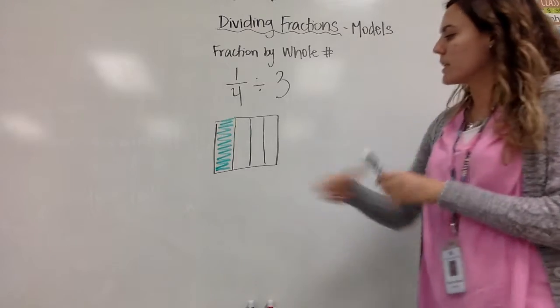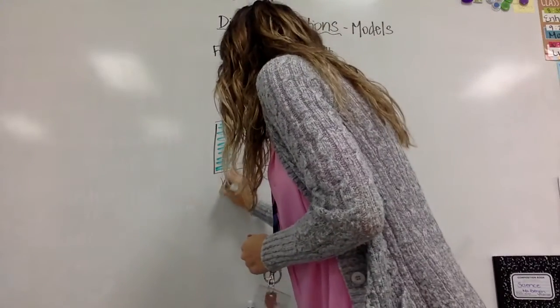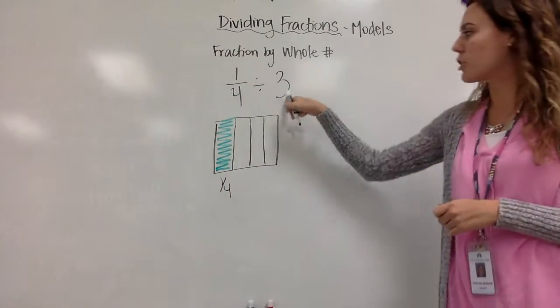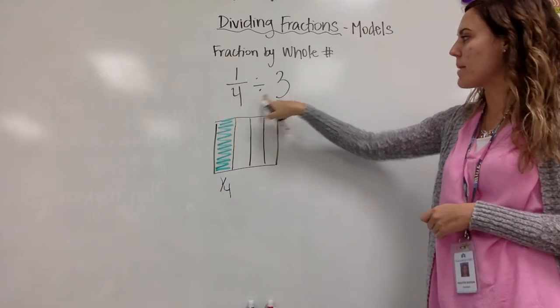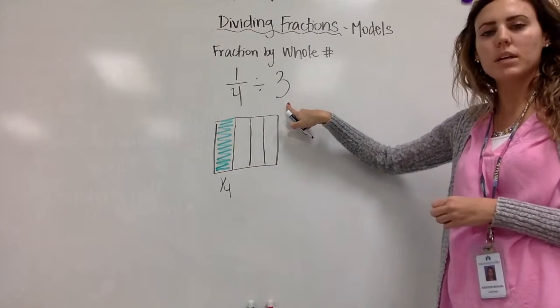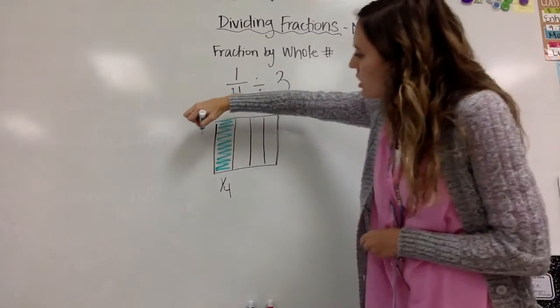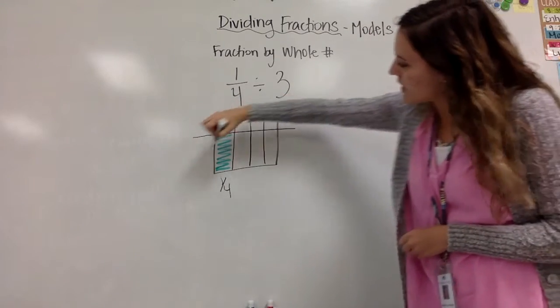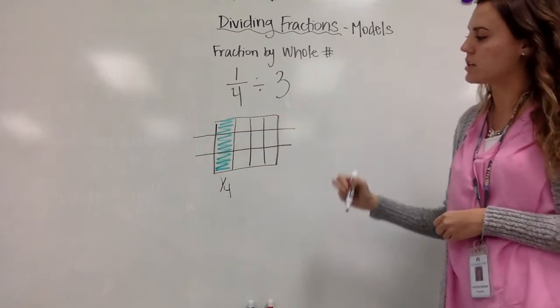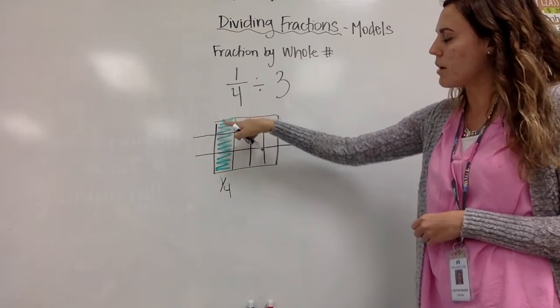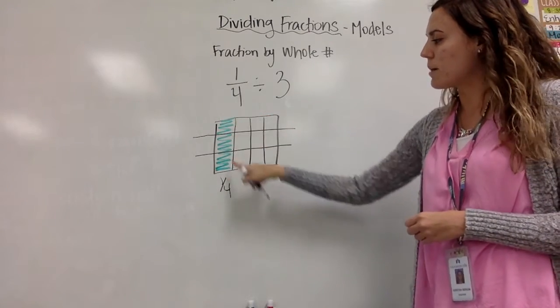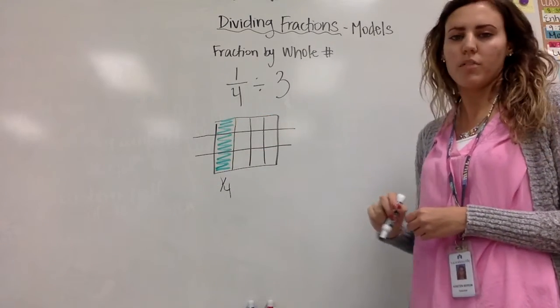And I'm going to split that 1/4 into 3 pieces because that's what my divided by 3 means. I'm going to split it into 3 pieces. So I'm going to divide it into 3 parts. So I have one part of my 1/4, another part of my 1/4, and another part of my 1/4.